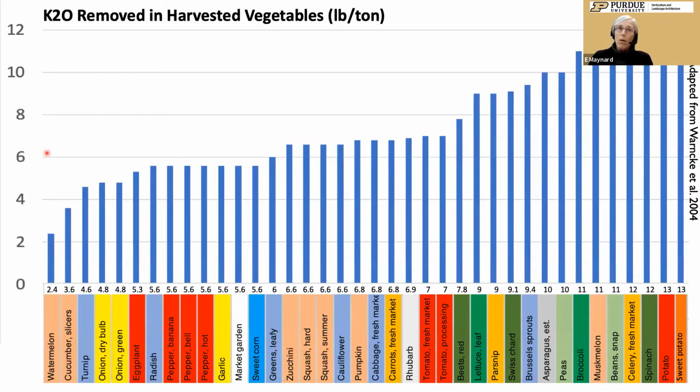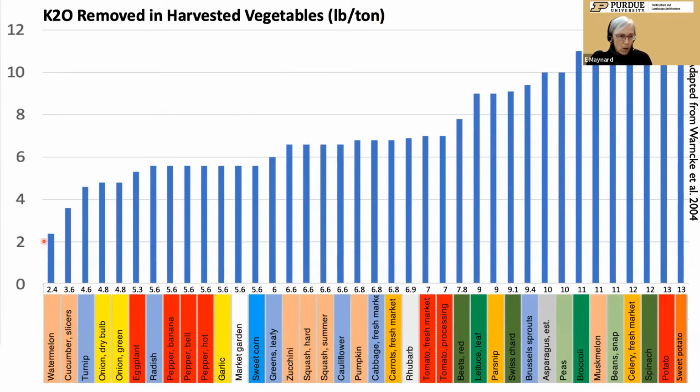So we know where potassium is in the plant, how it is in the soil, and some different sources of potassium. How do we know how much potassium to use? This chart shows one way that I really like to think about it. This is showing how much potassium is removed in the harvested part of different vegetables for every ton of vegetables that you harvest.